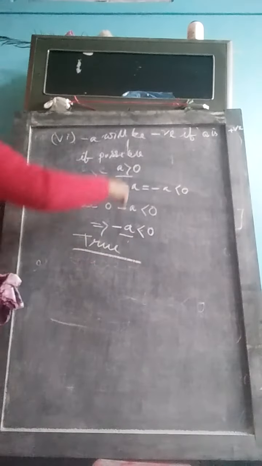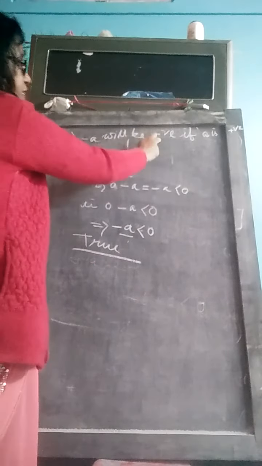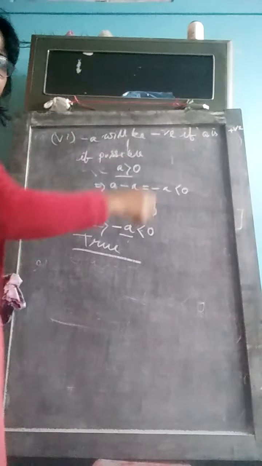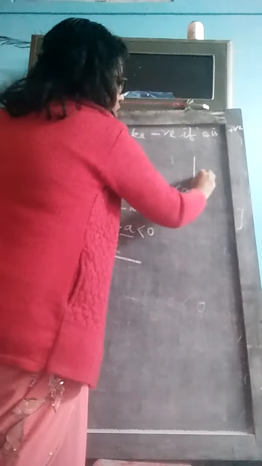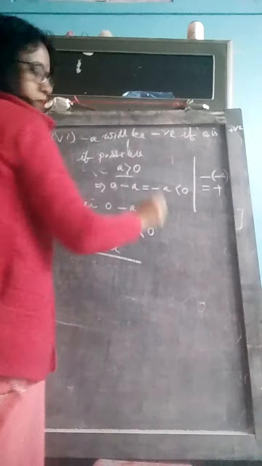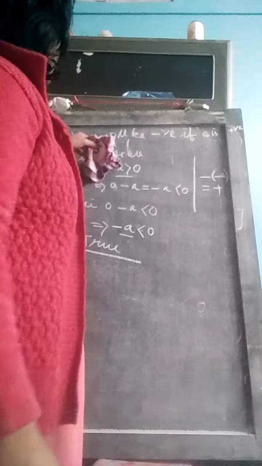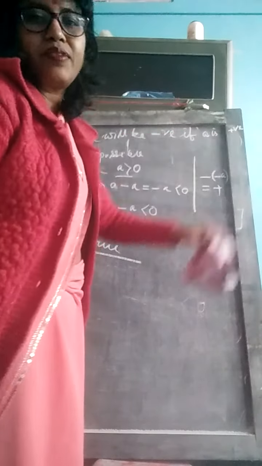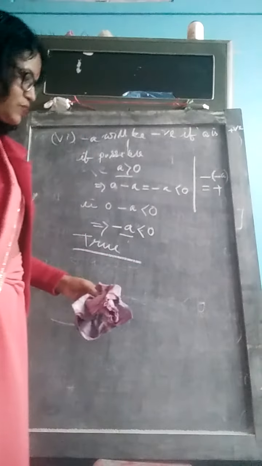You understand? Minus a will be negative if a is positive. If a is negative, then minus a will be positive, because negative of negative is always what? Positive. Okay? Negative will be positive if a is negative. Okay. So our class is finished for today.